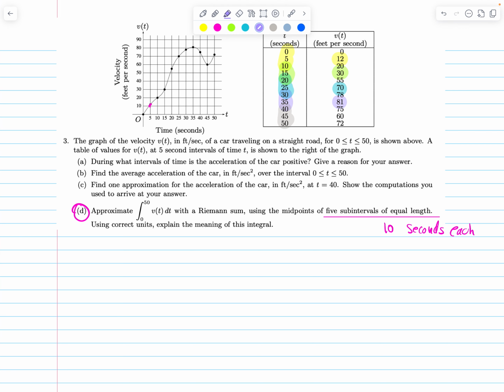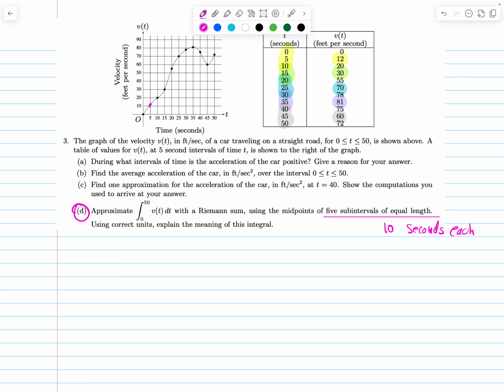The midpoint y value that is right above 35, which is the midpoint between 30 and 40, seems to be 81. The last midpoint, the last y value corresponding to the x value right in the middle of 40 and 50, is 60. So that lines up with 45.